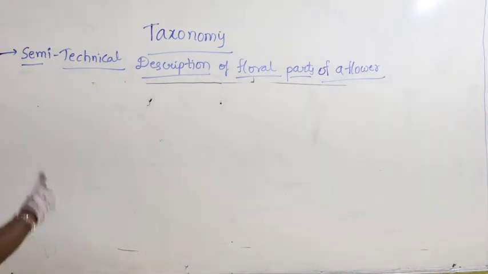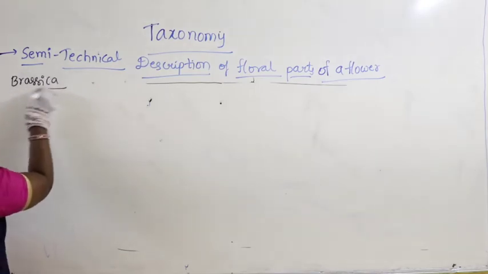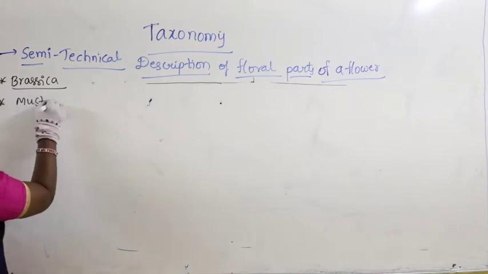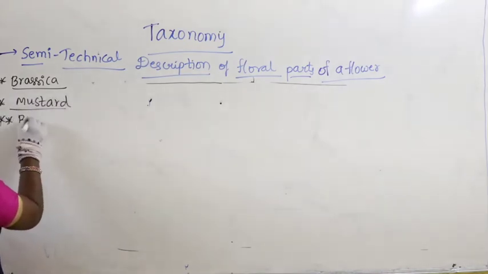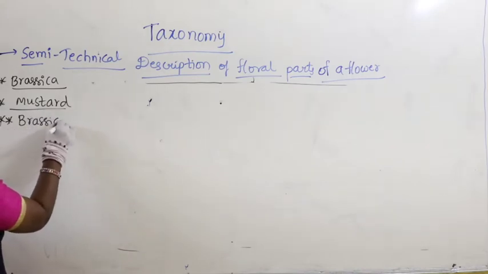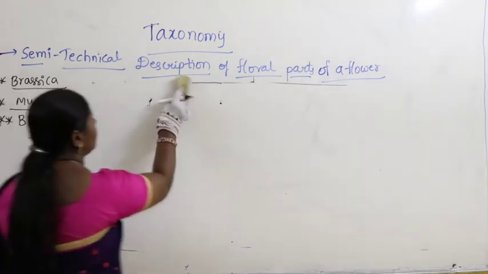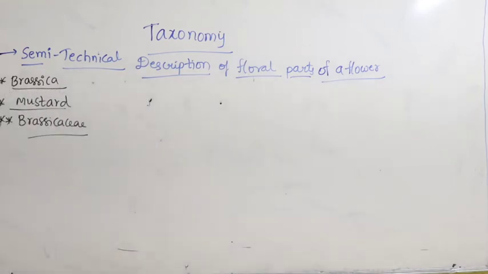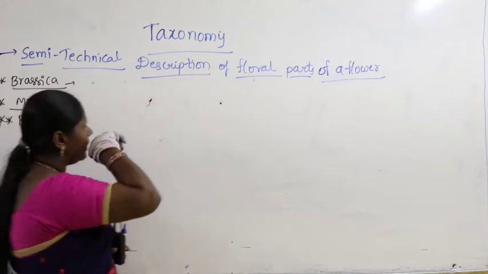So what example are we choosing now? Brassica, that is the scientific name. Commonly it is called mustard, and very importantly, try to remember it belongs to the family Brassicaceae. I am just putting this aside to draw the floral diagram. Now I am drawing the floral diagram for Brassicaceae.